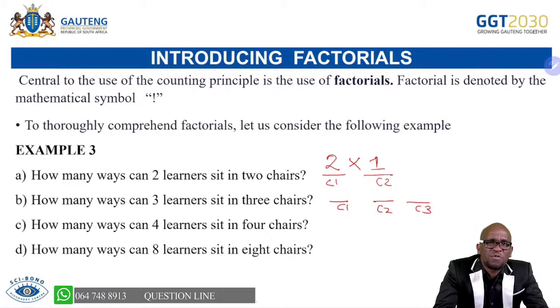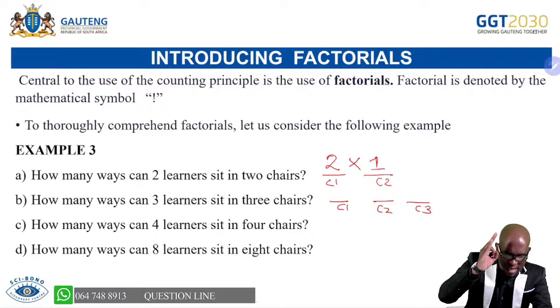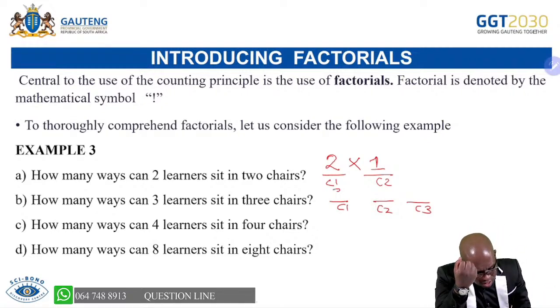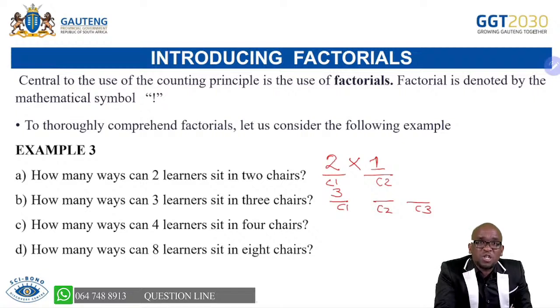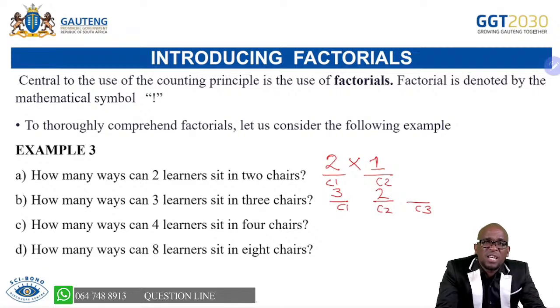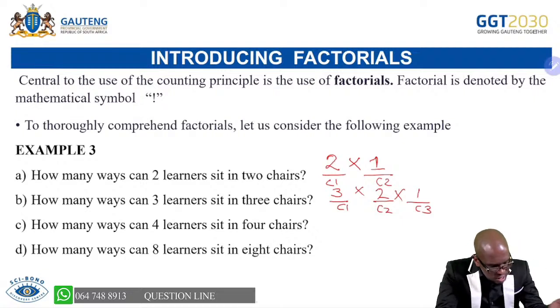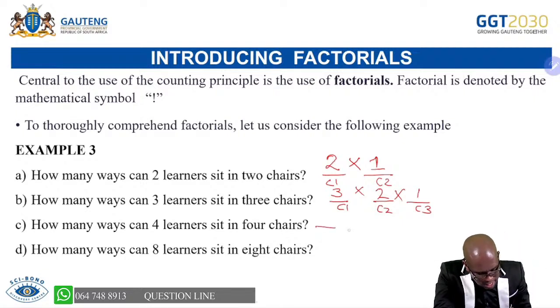The number of options for chair 1, because you still have 3 learners, means that any 3 of them can sit in chair 1. So you have 3 options. But now for chair 2, now that one of the learners is on chair 1, we are left with 2 learners, so 2 options. For chair 3, 1 option. We can multiply those. Now, what about if it's 4 learners?